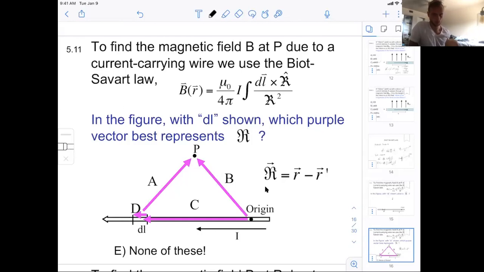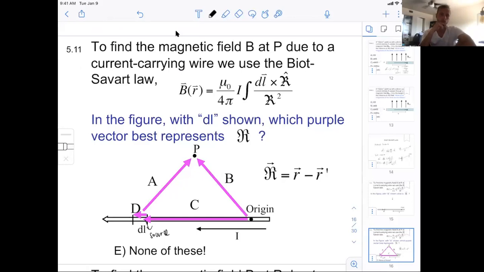Okay, very good. I'm glad to see that the majority of you voted correctly for the curly R. You don't always have to start out with R minus R prime. You can, but if you remember what curly R represents, it is a vector pointing from your source to your field. So we can draw this vector right away, right? You can see that A gives you a vector pointing from the source, the little chunk of current, to the field of interest. So that's going to be A.